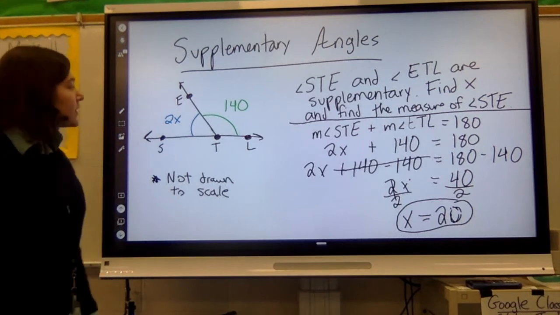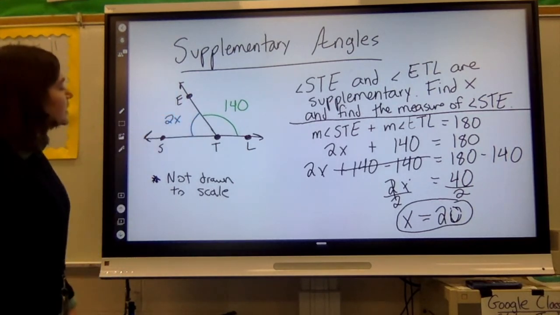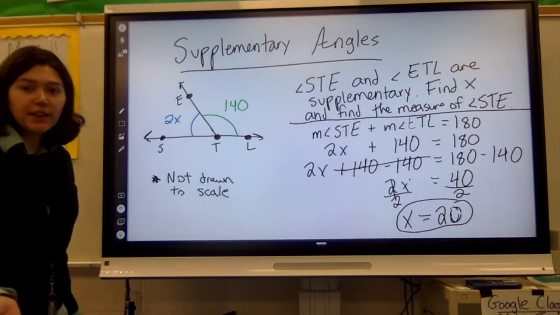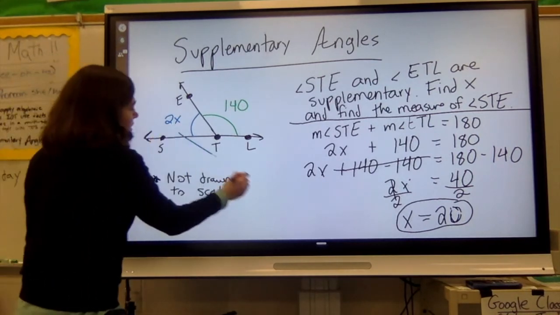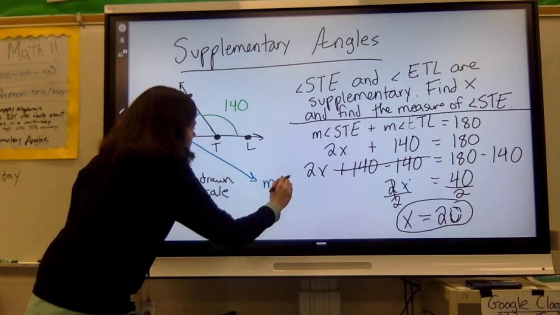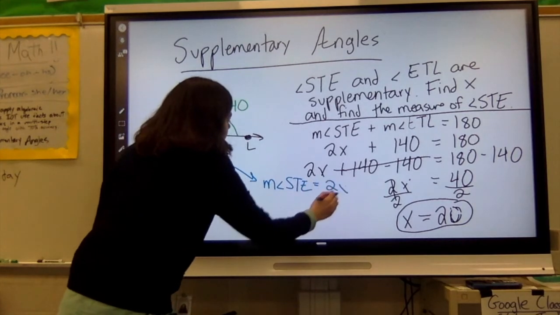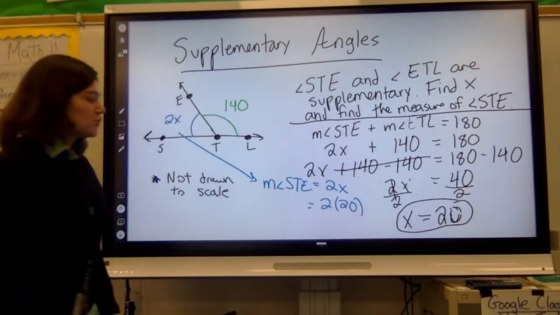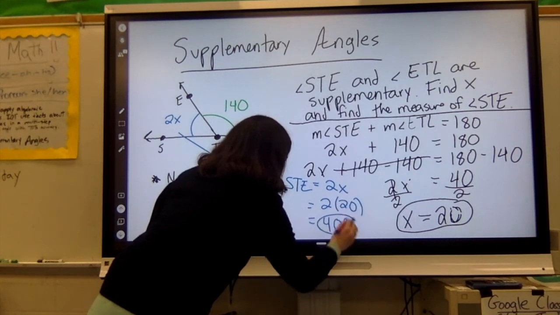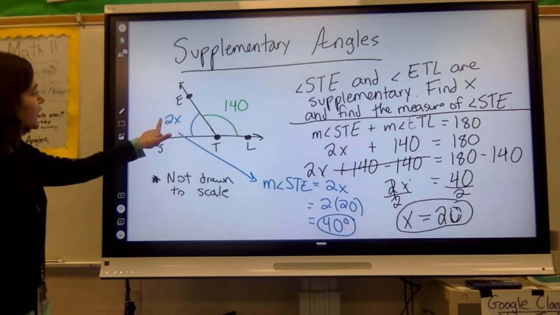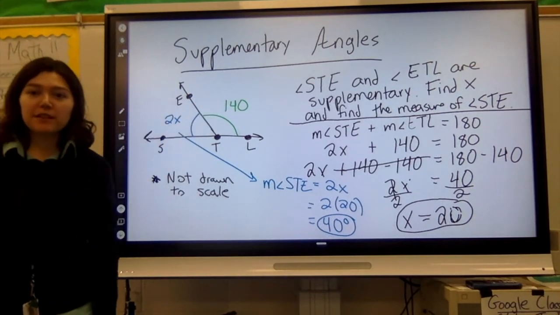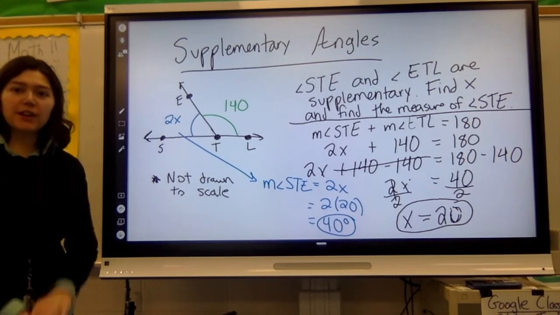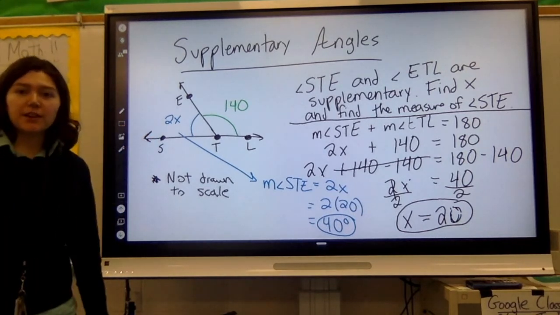Looking back on my picture, STE was right here, and they told us that was 2x, or 2 times x. Well, we just figured out that x is 20. So the measure of STE equals 2x, and x is 20. So we need to multiply 2 times 20, which is 40. So it's going to be 40 degrees. This is 40 degrees. This is 140 degrees. 40 plus 140 is 180, which is exactly what we should have gotten. So we're good. Perfect. Supplementary angles add up to 180 degrees, to my straight angle.